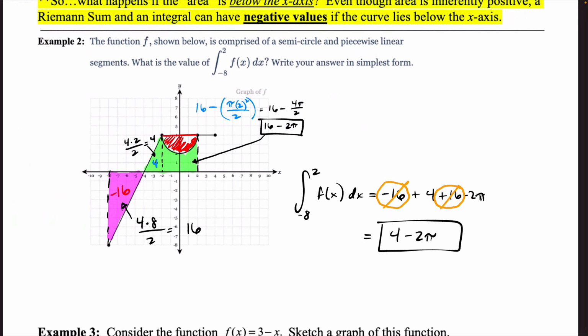You could have 2 times 2 minus pi. You could have that. That's okay. But that's as far as you need to go.